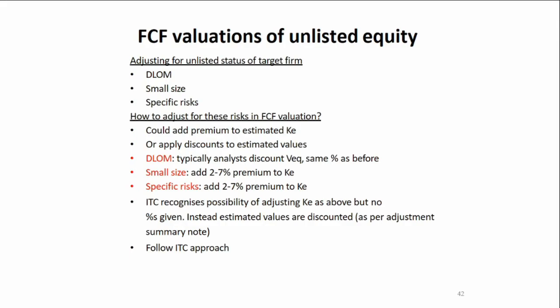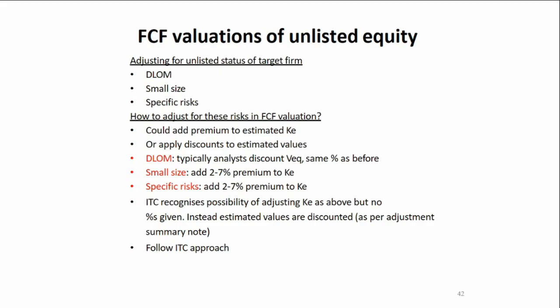So how will we adjust for any of these risk factors in a free cash flow valuation? We could make an adjustment to the cost of equity so that when we are discounting our cash flows by the cost of equity, if we add a premium to the cost of equity, this would usually reflect that these cash flows are more risky for the unlisted company, and therefore we would get a lower value. So if a company did not make an adjustment to its cost of equity, it could make an adjustment to the estimated value of equity at the end.